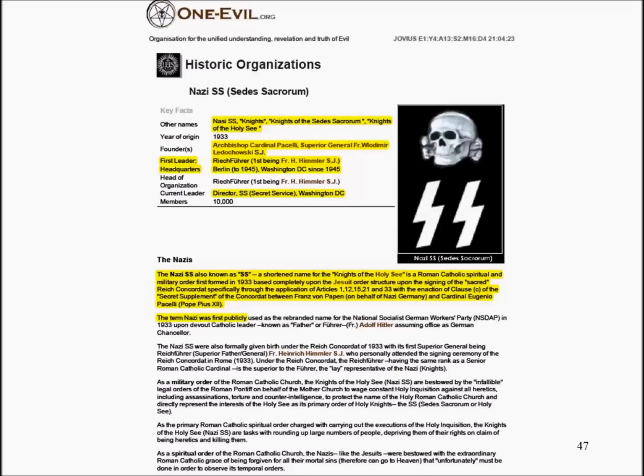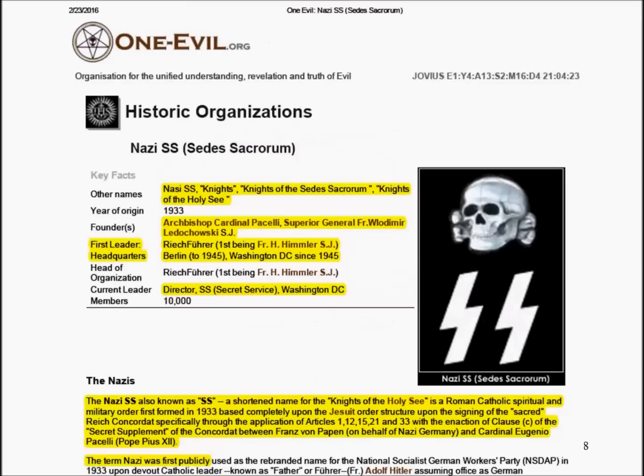And this is a website called oneevil.org. I would recommend you go there and check it out. This is talking about the Nazi SS. This is a closer up look. The Nazi SS, Knights of Societas Seclorum, or Knights of the Holy See. The founder was Archbishop Cardinal Pacelli, Superior General. So that's the Jesuit Superior General. The first leader was Himmler.